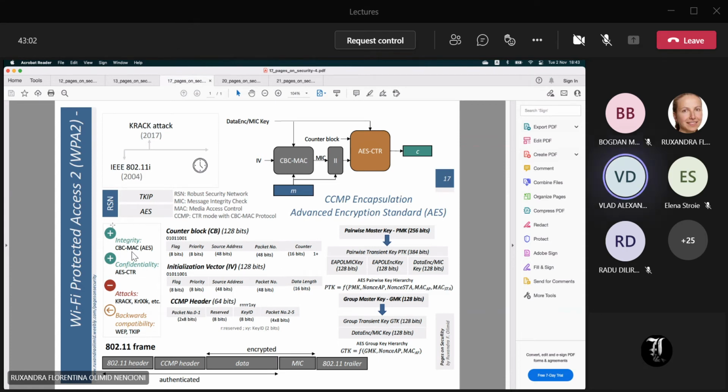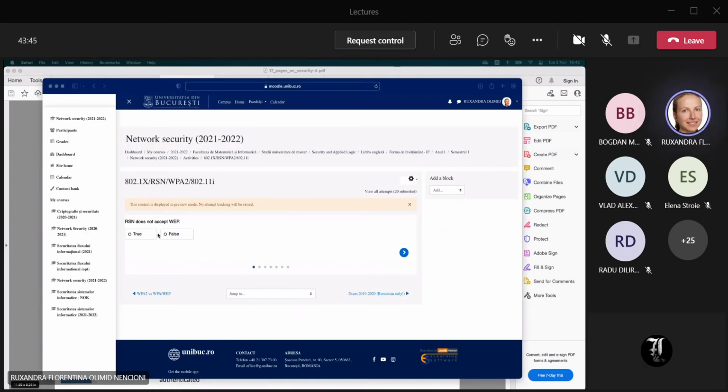It does, because it accepts TKIP. It accepts TKIP, but TKIP is WPA. It has these, let's say, two flavors, AES or TKIP, but it also accepts WEP as it was at the beginning because of backwards compatibility. I didn't put it here because usually these two are the main usage of RSN. But it is completely backwards compatible, so it can also accept WEP. Okay, so this is false. It is accepting WEP.